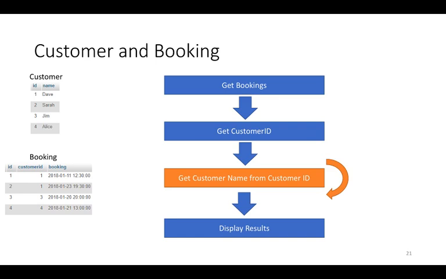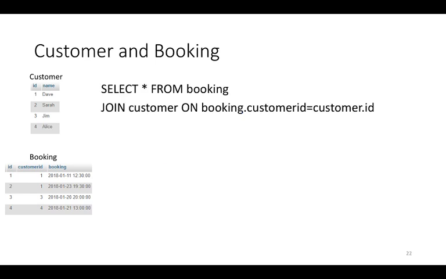We already know how these two tables are related. The customer ID field in the booking relates to the ID field in the customer. So we can do a query like this. This is a very simple SQL join. Select star from booking, all right, so we know what we're doing there. Give me all of the records from booking. But now this is the new bit: I want to join customer. So I want to join the customer table with the booking table.